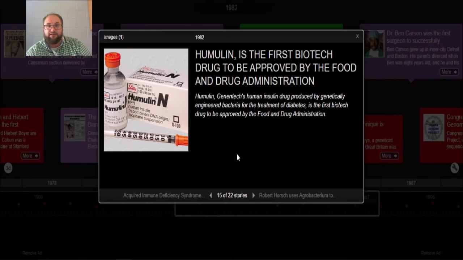And so Humulin was a genetically engineered insulin treatment, and it was the first biotech drug approved by the Food and Drug Administration in 1982. And Humulin was Genentech's human insulin product produced by genetically engineered bacteria for the treatment of diabetes. And it is vital to understand it was the first of many biotech created drugs that were approved by the FDA.